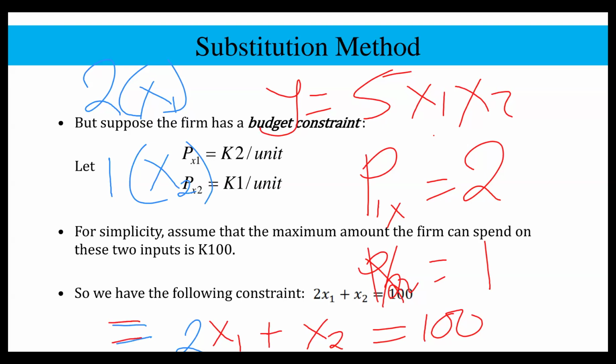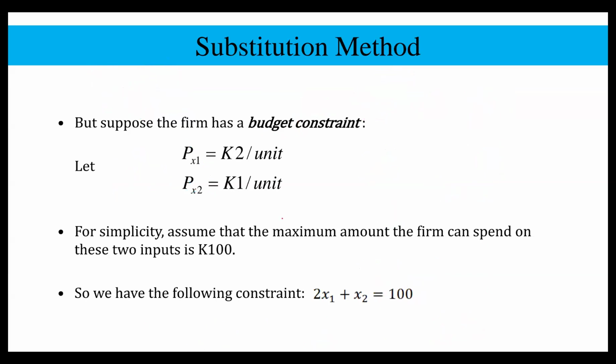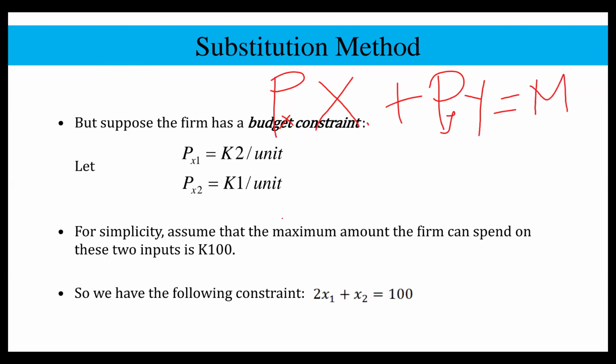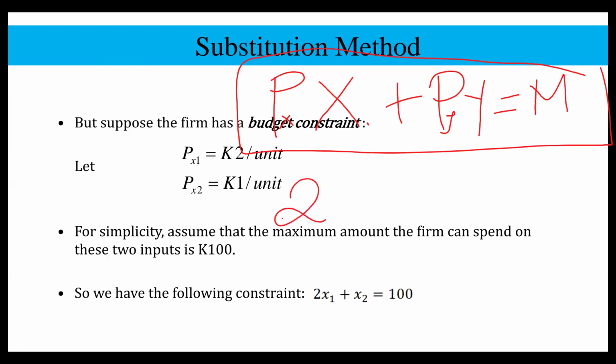So I just want to give you the general formula for the budget constraint. The budget constraint is always the price of good X times the quantity of good X, plus the price of good Y times the quantity of good Y, equal to the budget, the total income that you have, M. This is the general formula I introduced to you. So for that, we insert the price of X1, which is 2, times x1, plus, we don't have Y, instead we have x2.